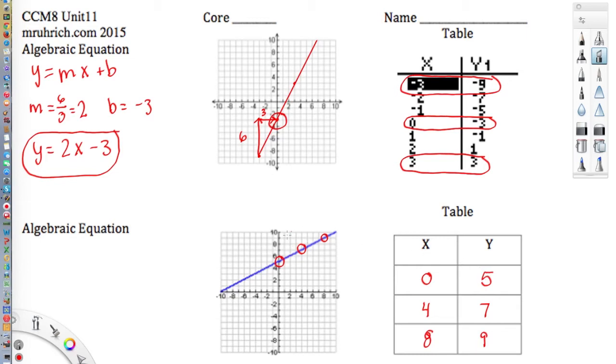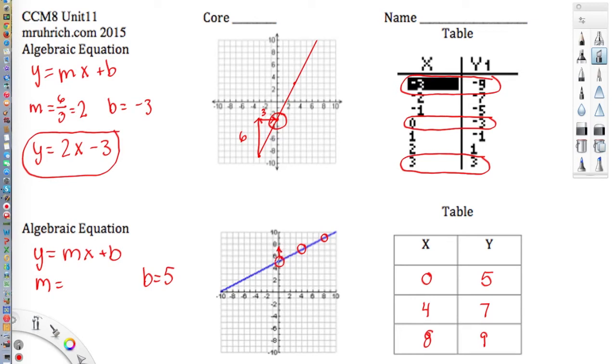If I want to find my equation, I'm going to use y = mx + b. That's my template. That's my guide. I need to find my slope and my y-intercept, which is b. My y-intercept is going to be 5. This line intersects the y-axis at 5. So there's my b.